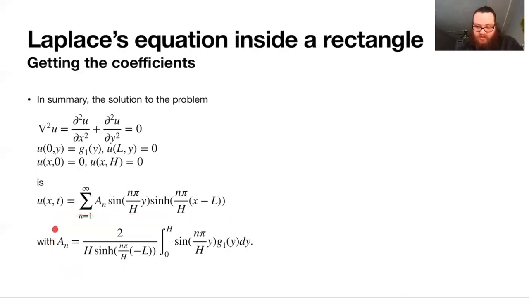In the heat equation, these coefficients looked like this, but we didn't have the sinh term down here. We just had 2 over h times that integral. But now, because this is a little more interesting, it'll show up. So this problem, what is the solution? This, with these coefficients. Great, so that's one application of separation of variables, where it's not a time and space problem, it's a space and space problem, but the technique is still valid and still works to construct solutions.